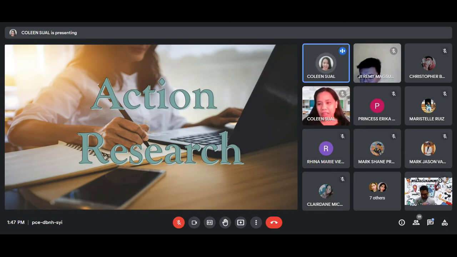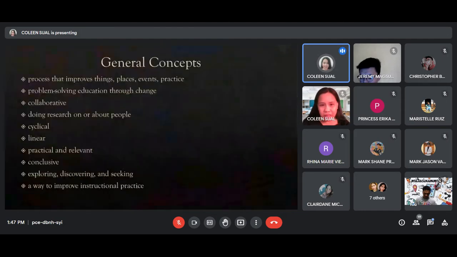So that is an action research. Output-oriented, outcome-based. You present your recommendation. You also create a program that will address the issue. An action research is a process that improves things. This is the expectation. We want to improve things, places, events, and practice.